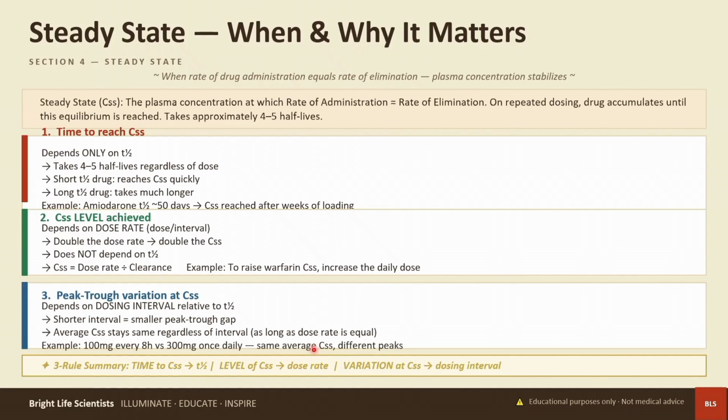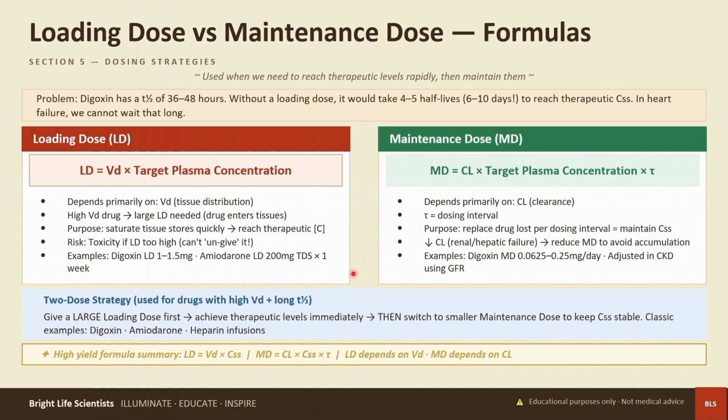Summary: the time it takes to reach the steady state concentration is set by half-life, and the level of steady state concentration is set by the dose rate. The variation at the steady state concentration is set by the dosing interval. 3 rules, 3 parameters, learn them separately.